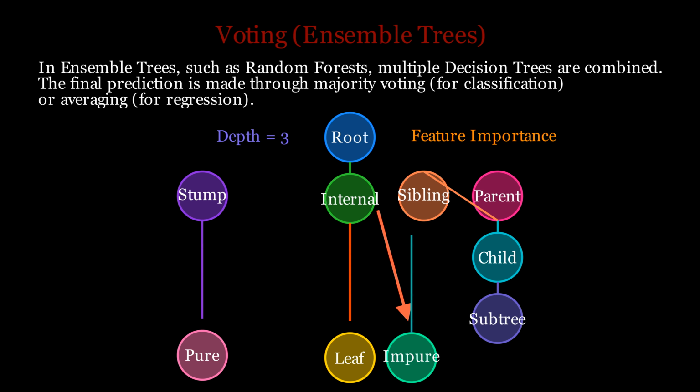Voting. Ensemble trees. In ensemble trees, such as random forests, multiple decision trees are combined. The final prediction is made through majority voting for classification, or averaging for regression.